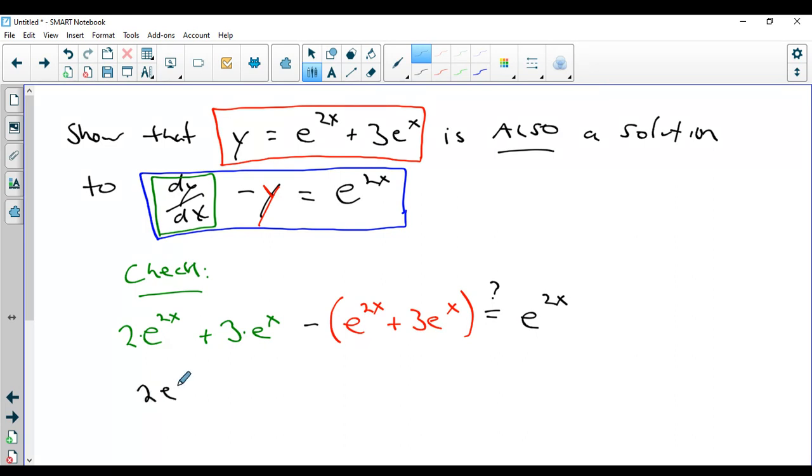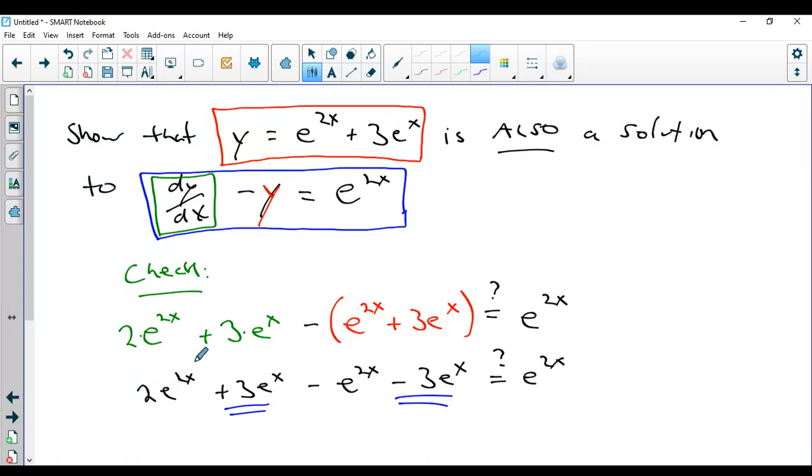So you're going to get 2e to the 2x, that's nothing, plus 3e to the x. But then here I'll distribute the negative. Minus e to the 2x minus 3e to the x. Does that equal e to the 2x? Does anything good happen? Well, it looks like these guys are summing to 0. They're going to cancel out. And then I'm left with 2e to the 2x minus e to the 2x. And yeah, that is actually going to equal e to the 2x. So that's kind of interesting now, because now we basically have two solutions to this differential equation.